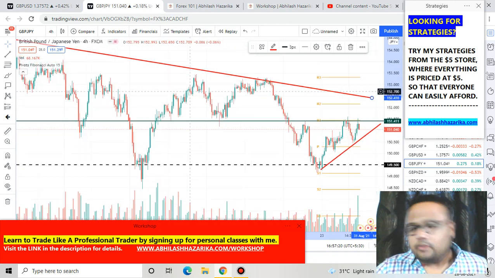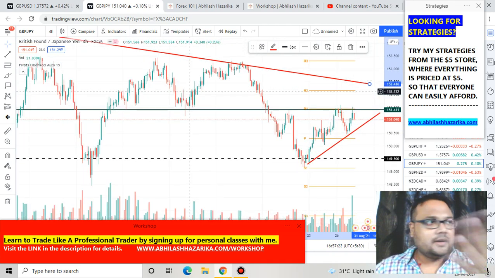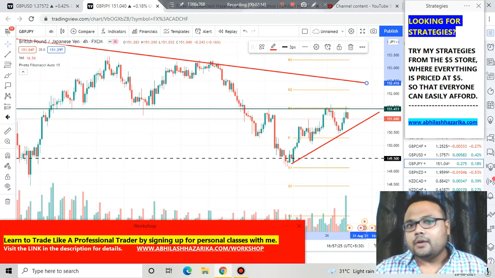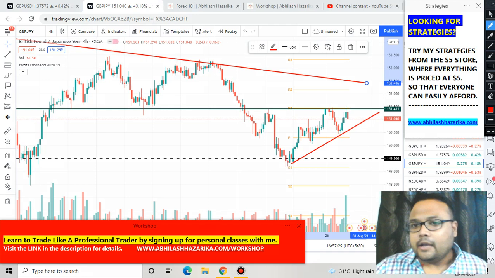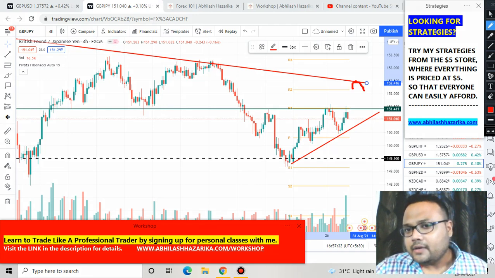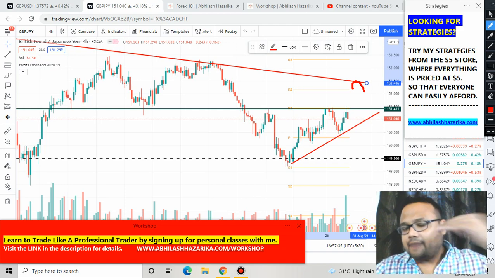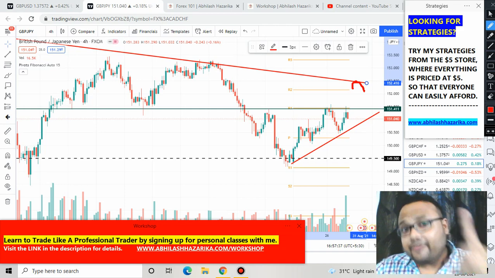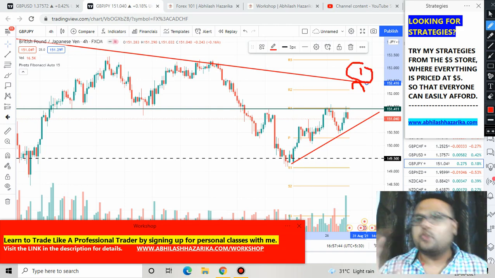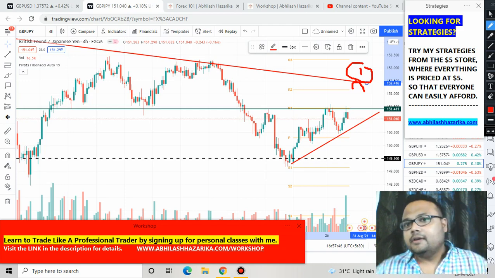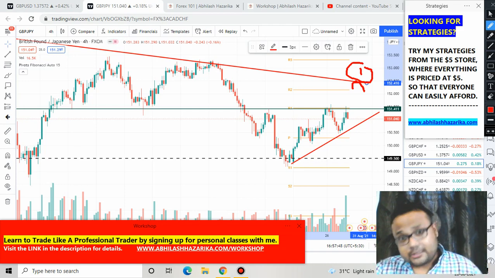So today, tomorrow, day after tomorrow, after 1 week, 2 weeks, doesn't matter, whenever the market goes up, it will face resistance at this trend line. And if the market reverses from this trend line after facing resistance, then definitely you can short the market here. So this is your first trading opportunity on GBPJPY. Clear? Shorting the market at this trend line.